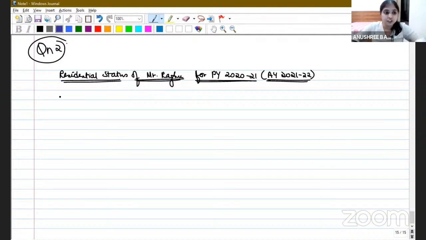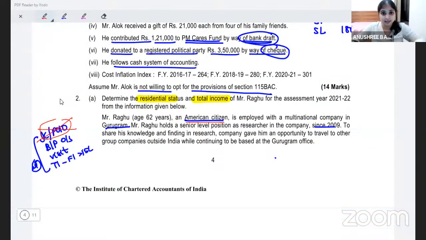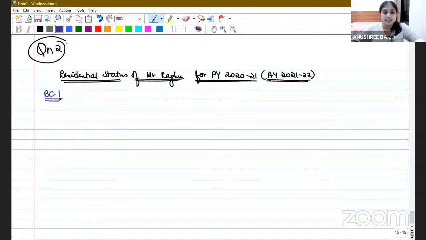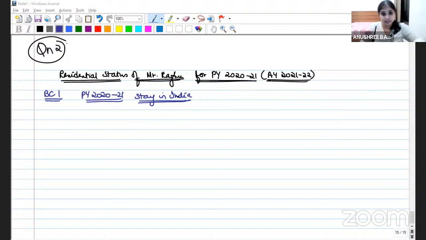What does our old provision say? What is basic condition 1? Basic condition 1 is that in the previous year, my assessee should have stayed in India for at least 182 days. Now, what is my previous year? Previous year 2021. So, in previous year 2021, what is my assessee's stay in India? We'll have to do the calculation. This is where the entire trick is in this question.